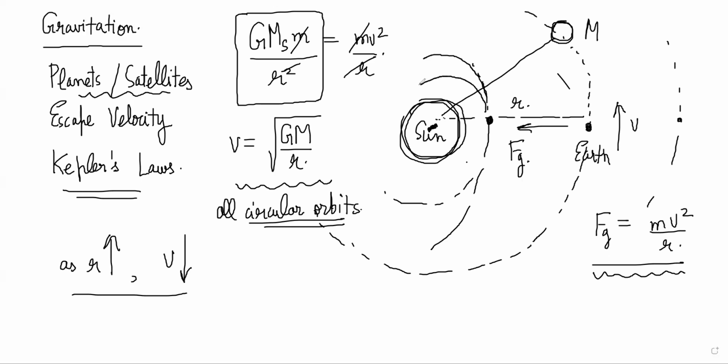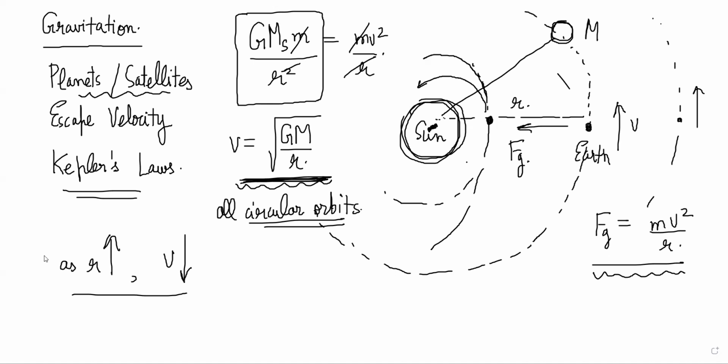You're technically falling, but you're going so fast that by the time you fall some distance, the surface of the Sun itself curves. So you are in orbit at the same height with respect to the Sun. If you go far away, you can go at a slower pace. But if you are closer, you have to go really fast. So this gives us the orbital speed of any satellite around any mass.